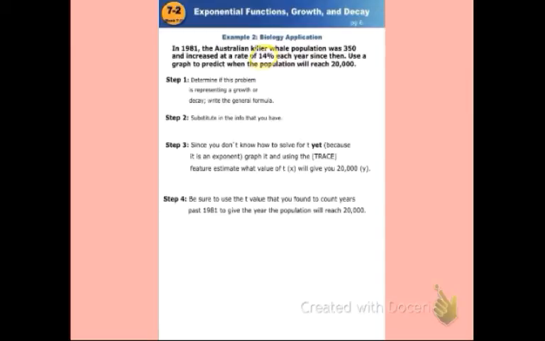Well, clearly it says it is growing. It's increasing, so it's saying it's growth. So we know it's growth, and we want to write the general formula. Well, if it's growing by a percent, we can use that general formula that A of t, the amount at a given time t, is equal to the initial value of A times 1 plus r, and in this case we're going to use the plus r because it's growing, raised to the t power.